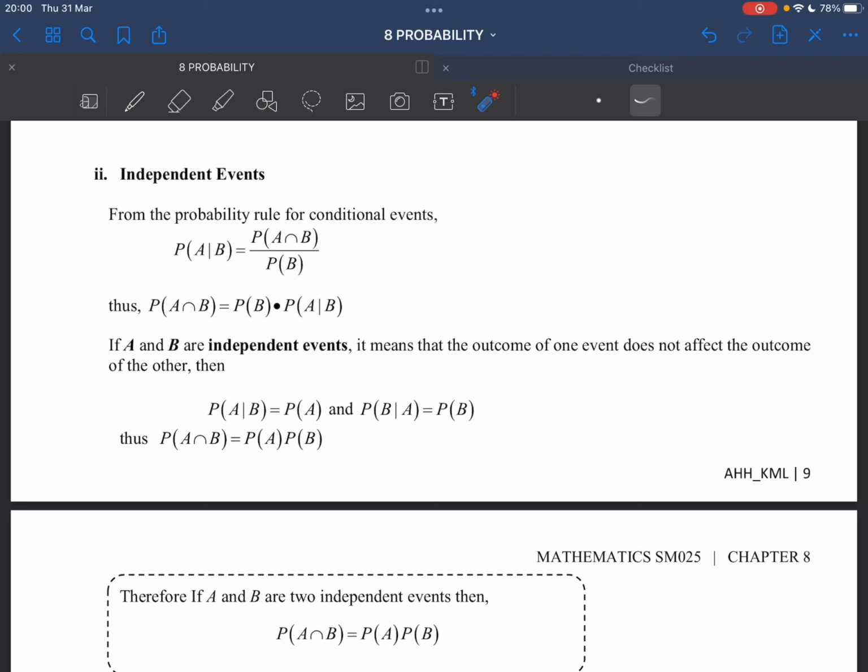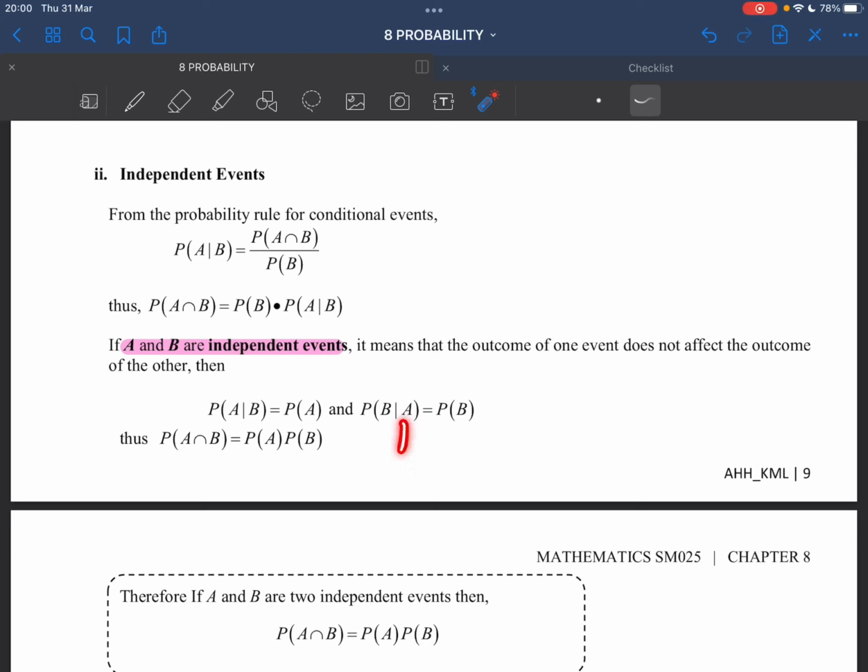So if we rearrange this, we have P(A∩B) as our subject. We bring this to the other side, and you have P(A|B) multiplied by P(B). If A and B are independent, what does that mean? It means the outcome of one event does not affect the other outcome. So P(A|B) is the same thing as P(A), and P(B|A) is the same thing as P(B).